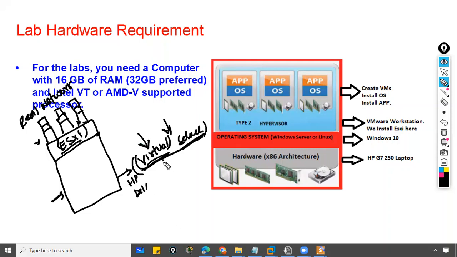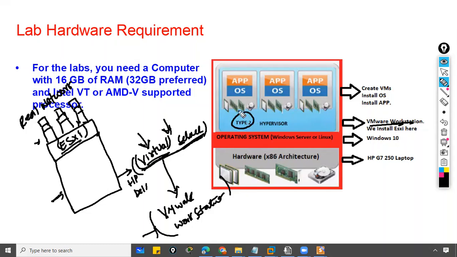So to create this virtual server, we need a software called VMware Workstation. So we will install this VMware Workstation first. This is the type 2 hypervisor. Okay, so we will install this VMware Workstation. On this VMware Workstation, we will create one virtual server. Then we will install the ESXi. Then we'll create the virtual machine. Then we'll install the operating system.